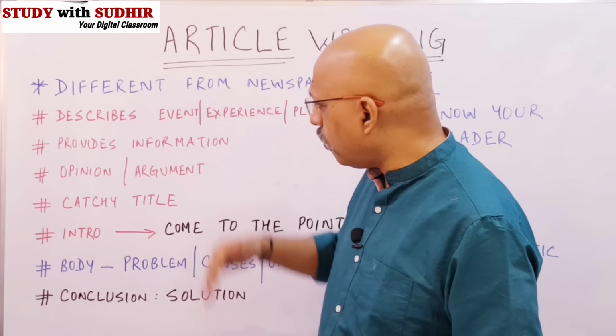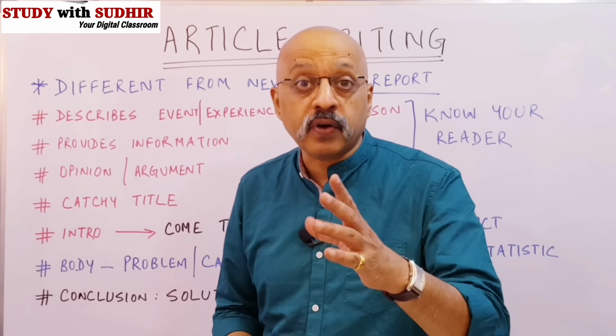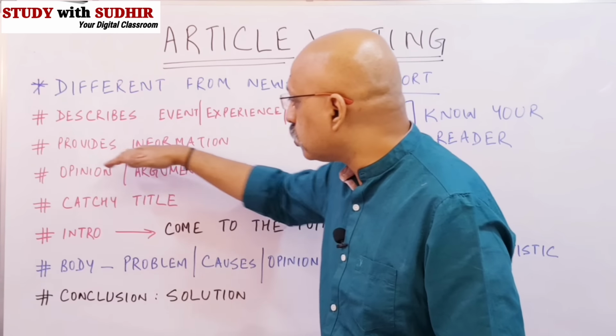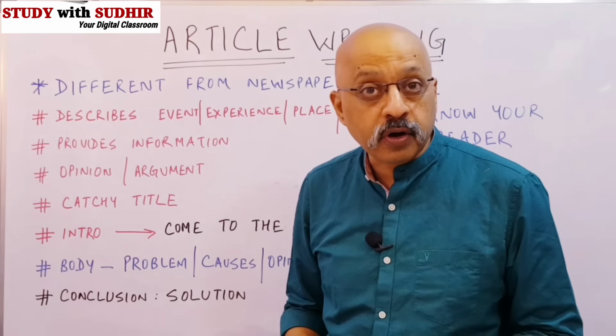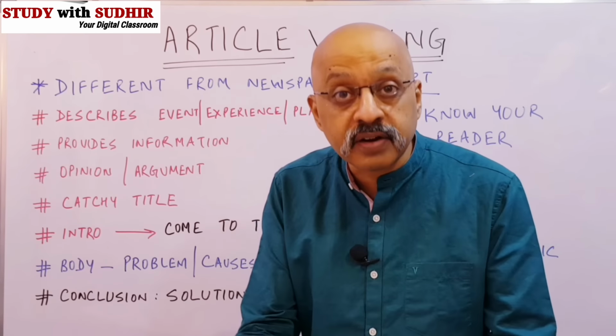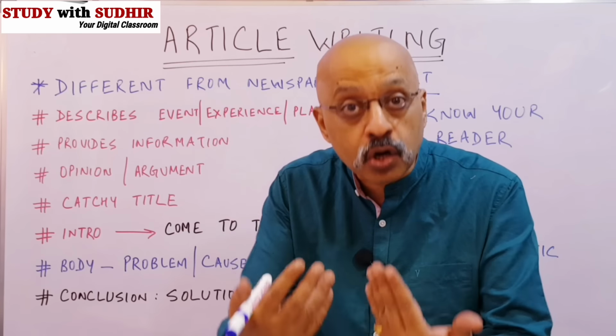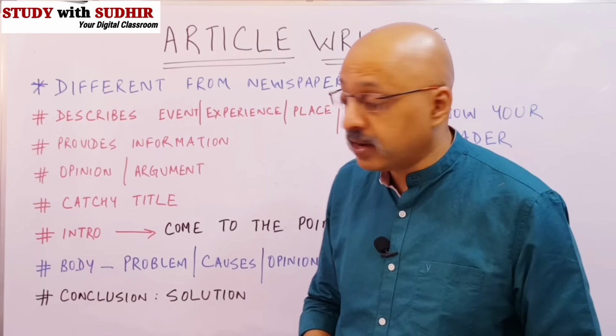Now, what are the basic aspects of an article? It needs to provide information. This is important. It has to be informative. It has to be telling the reader something which he or she is not aware of. That is something very important.